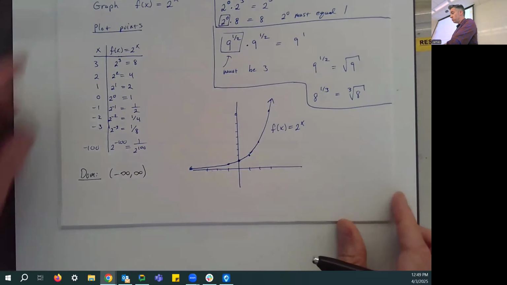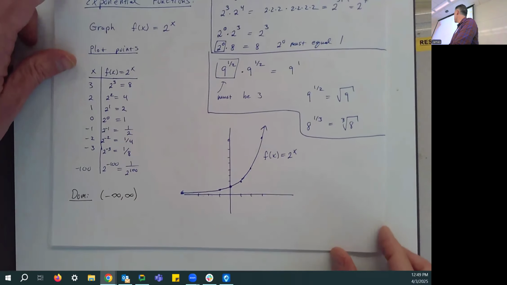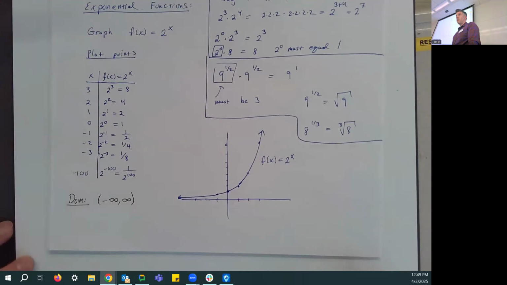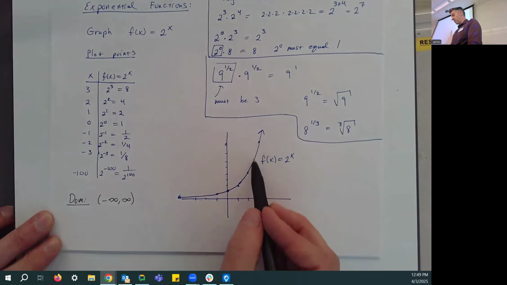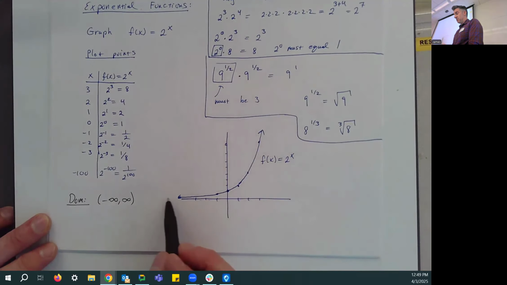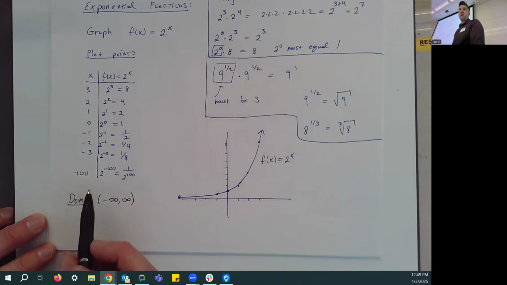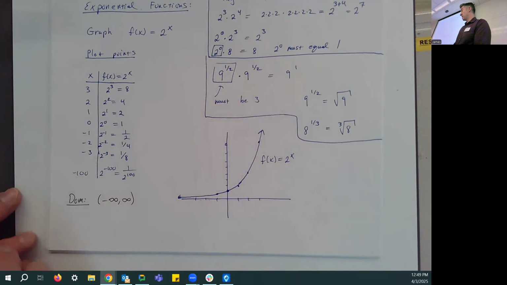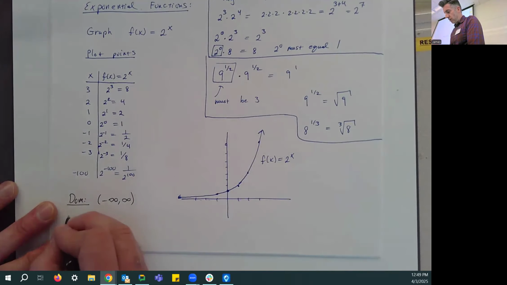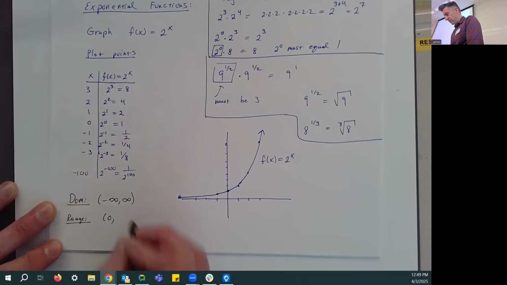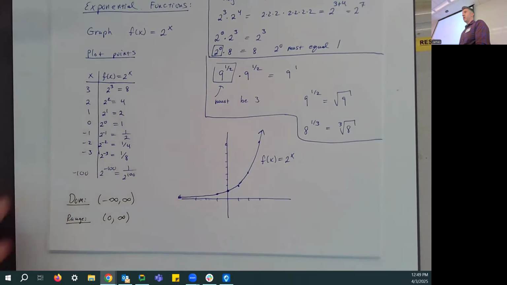The range, we can graphically see. The y values get really, really high, and then they go as low as almost 0, but not 0, right? We can't ever actually get to 0. So our range here is 0 exclusive, and then as large as you want positively.